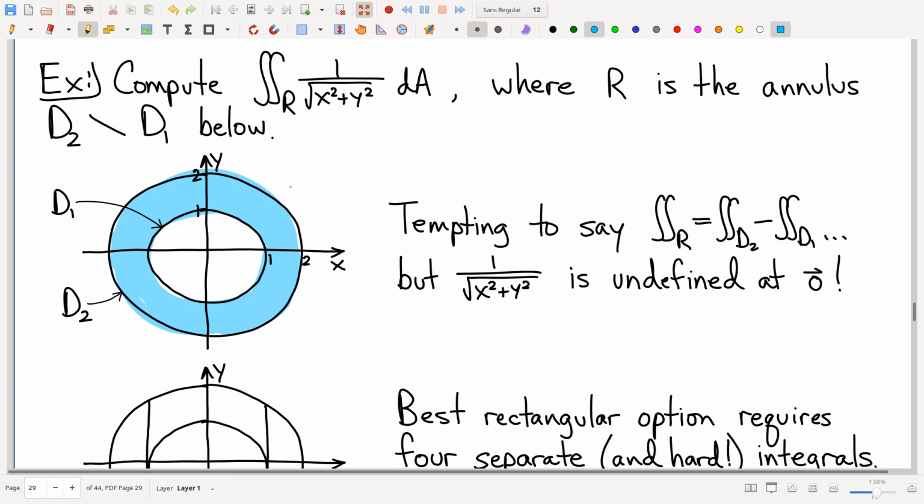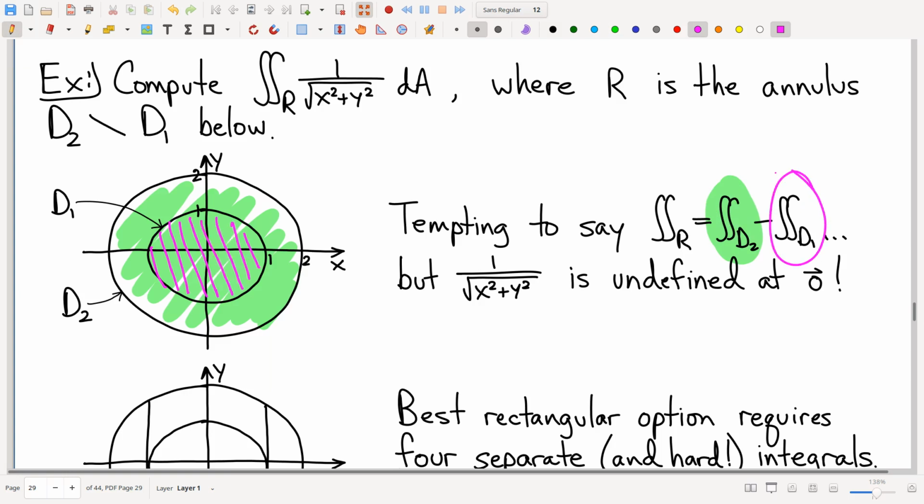How am I going to compute an integral on this domain? Now, a lot of people will tell you, okay, well, let's compute the integral on the entire disk, and then we'll subtract the integral on the inner disk. So sort of green minus purple. And that's a very tempting suggestion, but I claim it doesn't work.